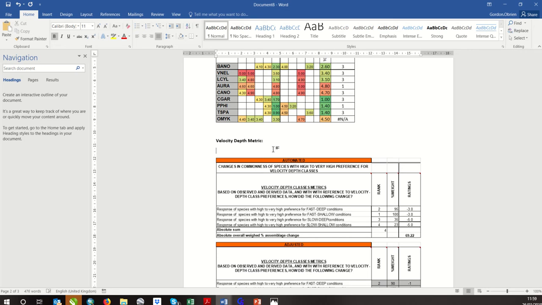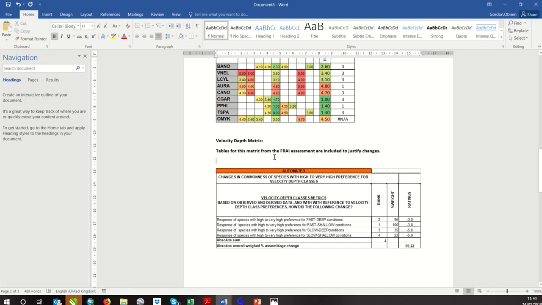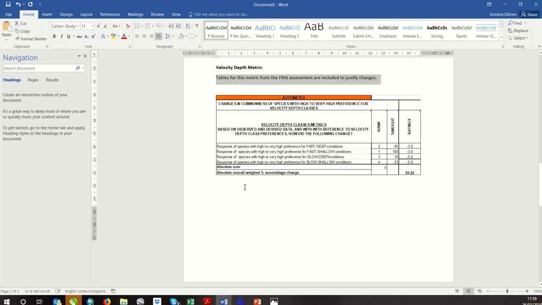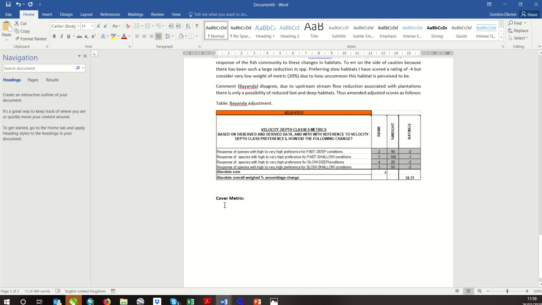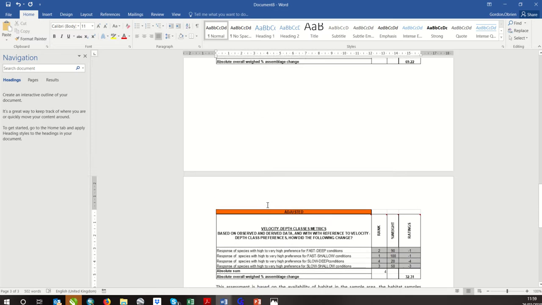I want to start with the screen table for this metric from the FRAI included to justify. Okay, guys, why am I doing this? I'm encouraging you to do it properly. If you're ever going to do anything, do it properly.